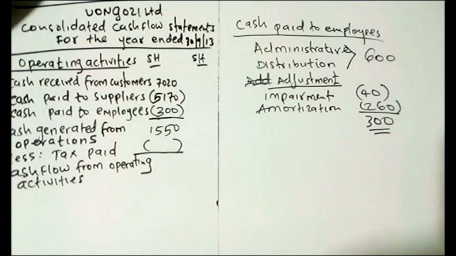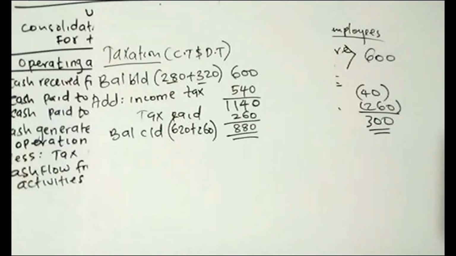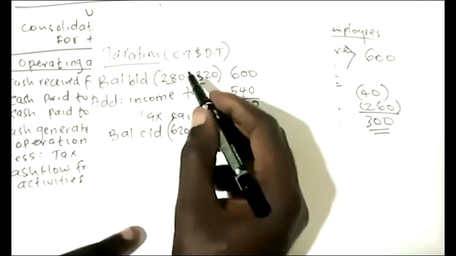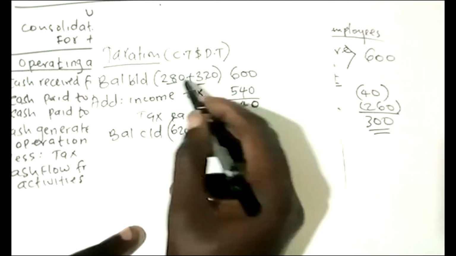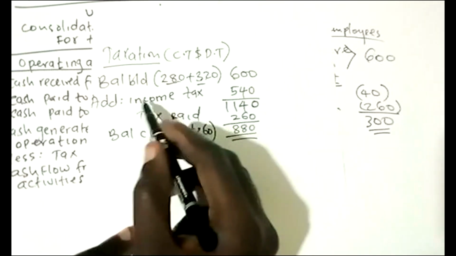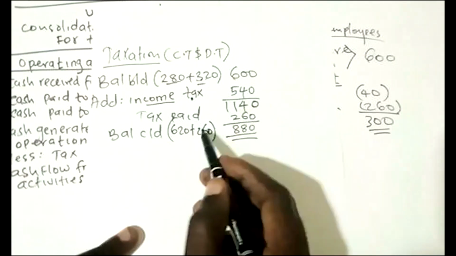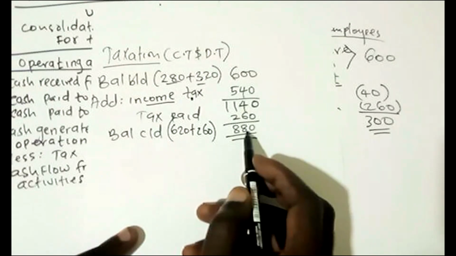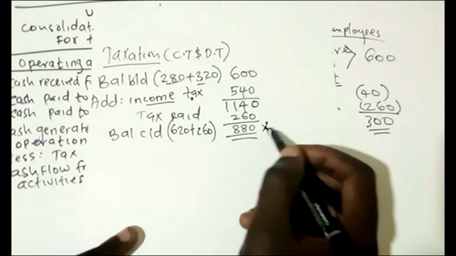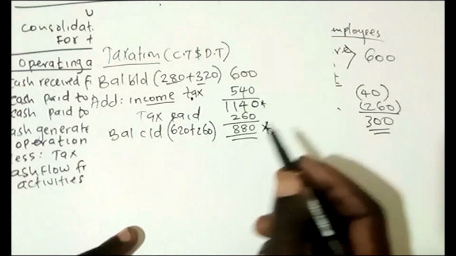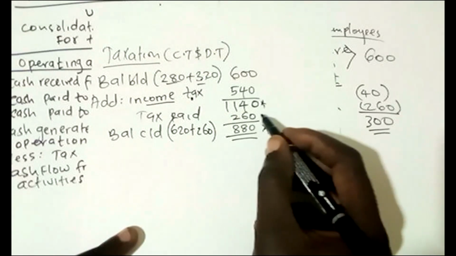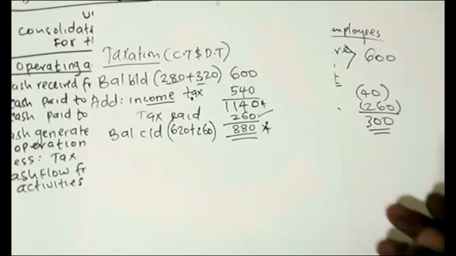I don't want to repeat myself. So the tax we did, we got what? This is the working I did. Tax, we considered both current and deferred. By taking the two, we added the income tax from the income statement, then we compared with the tax they are supposed to pay at the end. So we found that they have already paid a tax of 260.